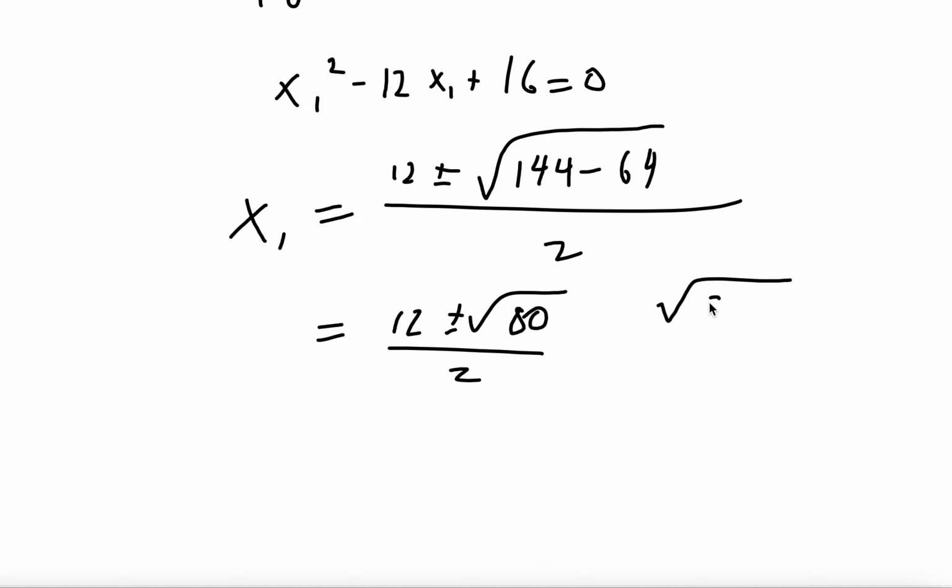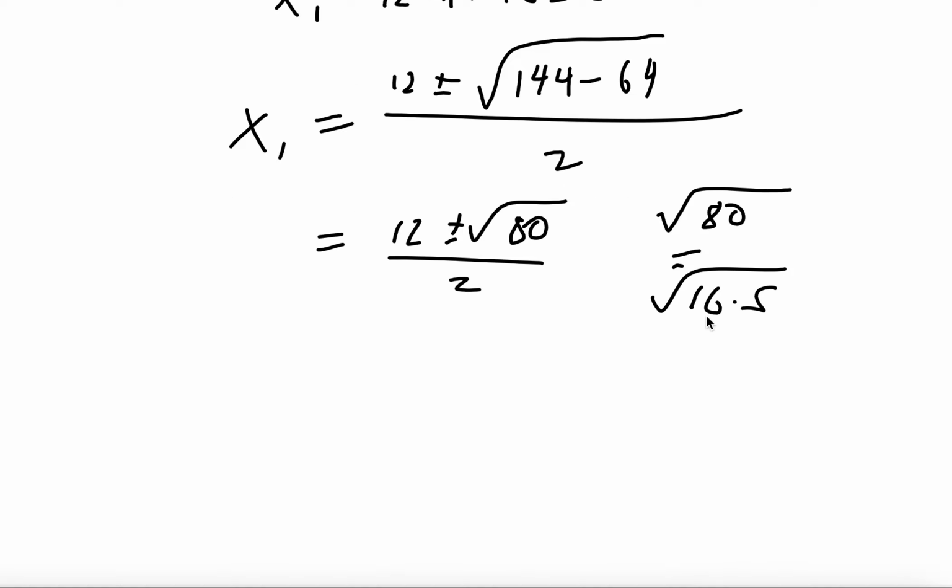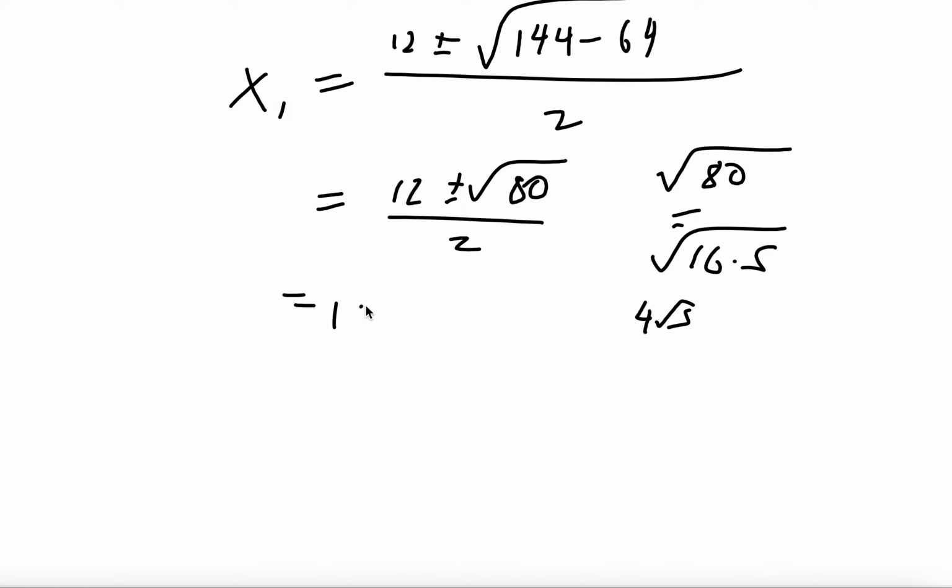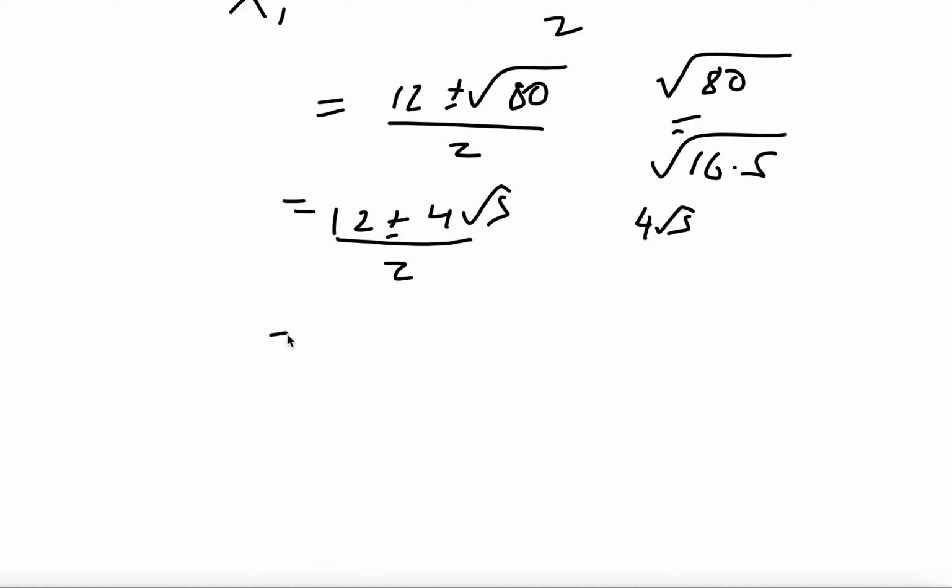Now, the square root of 80 is the same thing as saying the square root of 16 times 5, right? And 16 is a perfect square, so we have 4 root 5. And so we have 12 plus or minus 4 root 5 over 2, which ultimately, triangulating these three numbers, which just means factoring out the 2. I call it triangulation because you have this cool little triangle here.